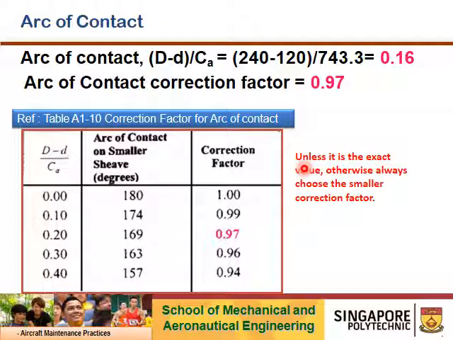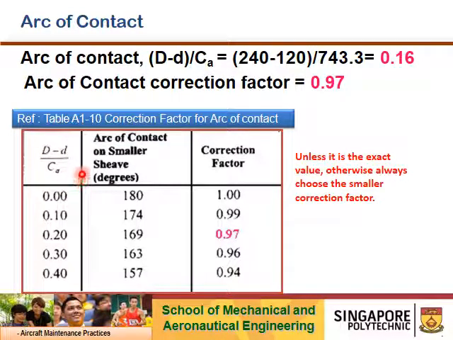This slide talks about the correction factor for arc of contact. The reason is we have two different sizes of pulley, and the arc of contact correction factor will consider the deficiency of the belt driven process. So refer to table A1-10, which is at page A1-10.